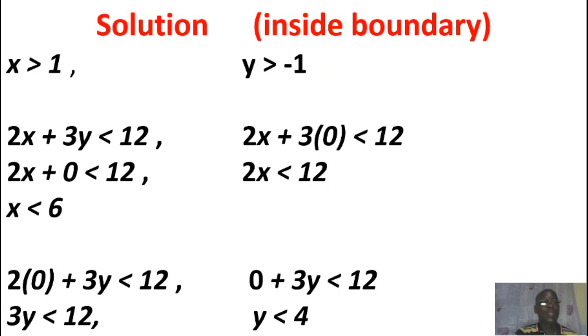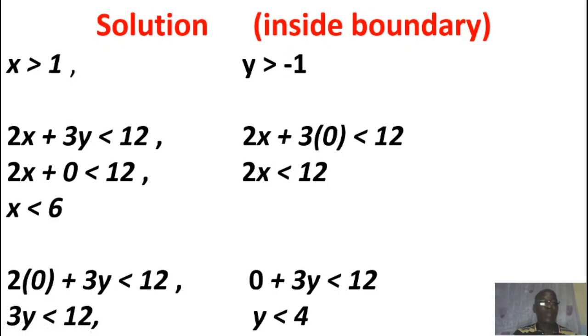Okay, we continue. If we want to know what the value of y will be on its own axis, we put 0 for x. So 2x will mean 2 multiplying 0 here. Then plus 3y is less than 12, which shows that 0 plus 3y is less than 12. Finally, we get 3y to be less than 12. And when we divide through by 3, we get y to be less than 4.